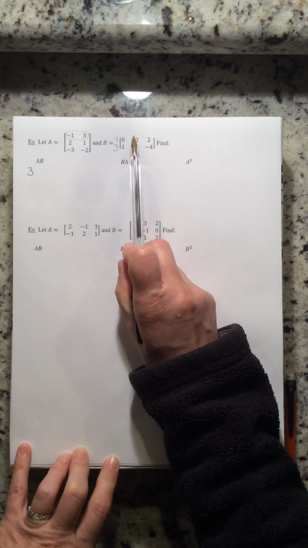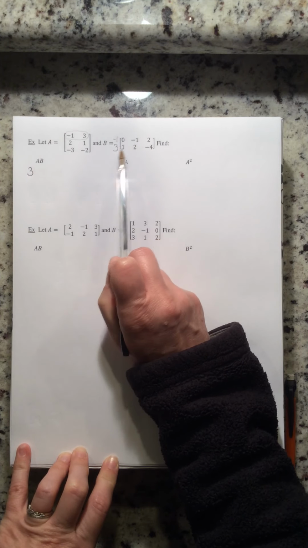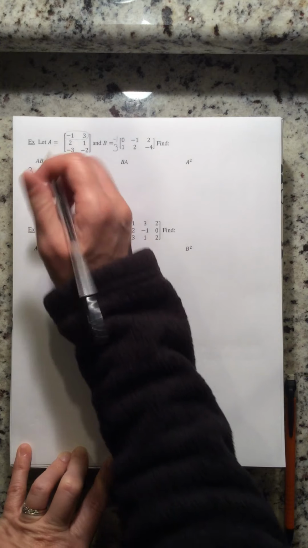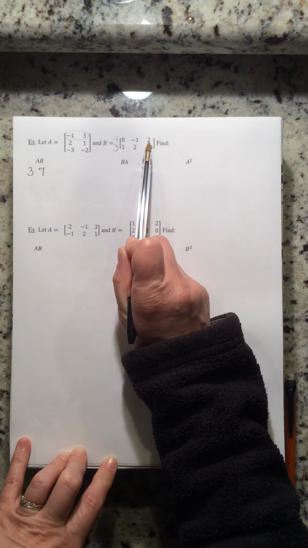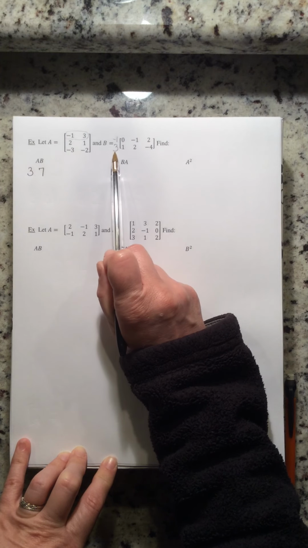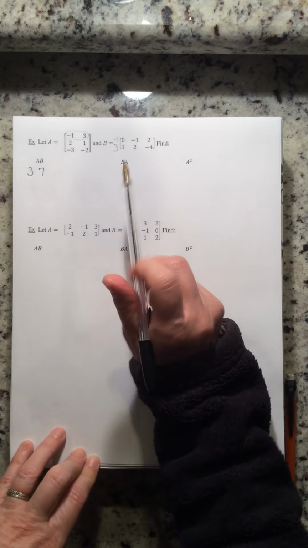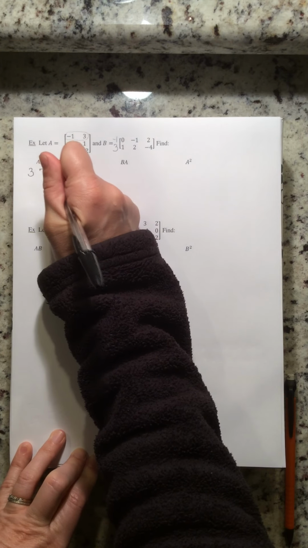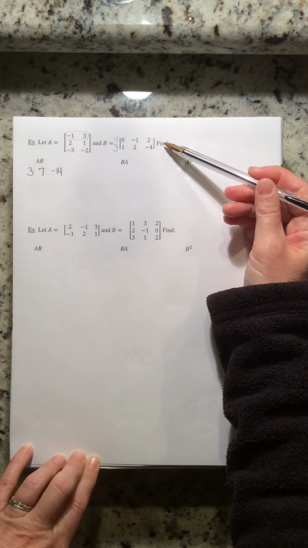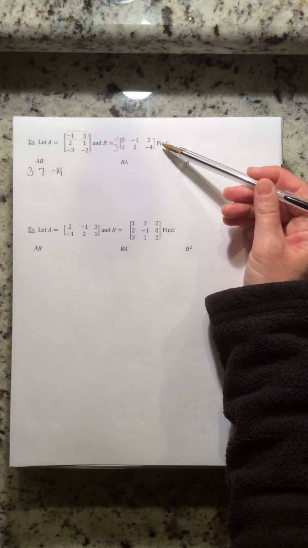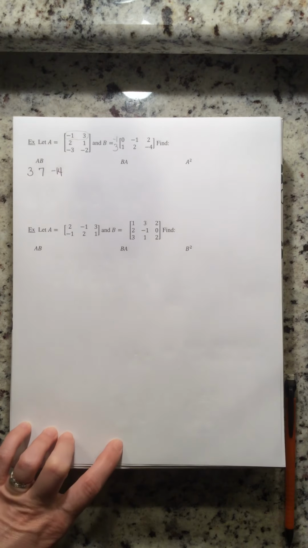Okay, move on to the middle column. Negative 1 times negative 1, positive 1. 3 times 2 is 6. 1 plus 6 is 7. Negative 1 times 2, negative 2. 3 times negative 4, negative 12. Negative 2 plus negative 12, negative 14. And at this point, we are out of columns. So we're going to move on to find the second row.